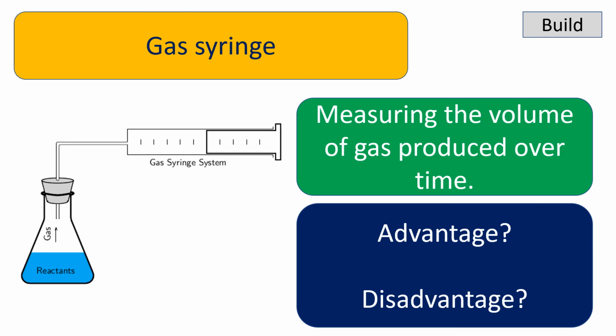A step up from the measuring cylinder or burette is using a gas syringe. Same idea, your reaction is going on in a conical flask, you're collecting that gas, and what happens is you obviously start here and it pushes out the plunger as it makes more and more gas. Advantage, really, really precise, easy to use. Disadvantage, gas syringes are expensive and you lot tend to break them.